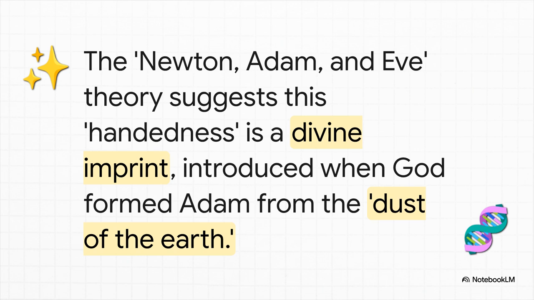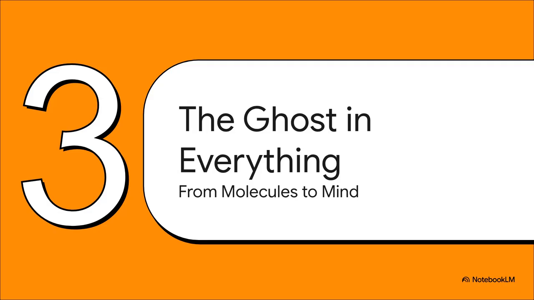And the idea is that the initial act of creation itself was the event that broke the symmetry, a kind of physical imprinting of divine intention right onto the very molecules of life, biasing them from the absolute start. Now, stick with me, because this is where it gets really mind-bending. In this framework, that signature, that broken mirror in the molecules, wasn't just about chemistry.